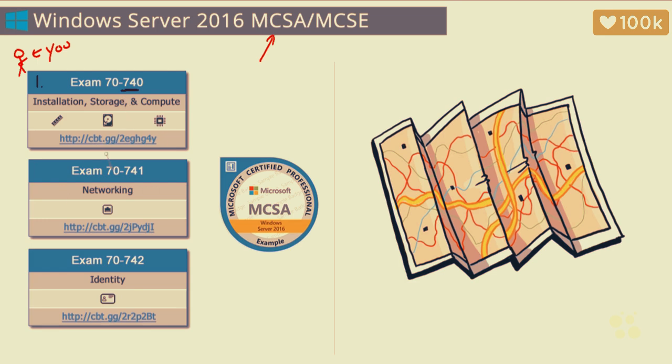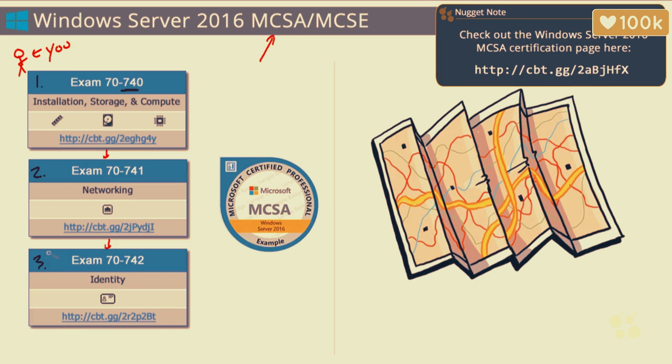Once you've conquered 740, the next natural step is to move on to 741, which is the networking exam. This exam is entirely focused on networking and already available here at CBT Nuggets, delivered by my man, Keith Barker. Once you've beat up 741, you can move on to the final exam for the MCSA, and that is the 742, which is identity, focused entirely on Active Directory. This course is also available here at CBT Nuggets and covered by my buddy, Anthony Sequeira. Once you've passed all 3 of these exams, you will officially be a Microsoft Certified Solution Associate on Windows Server 2016, and you'll get rewarded with a fancy badge on your Microsoft transcript.